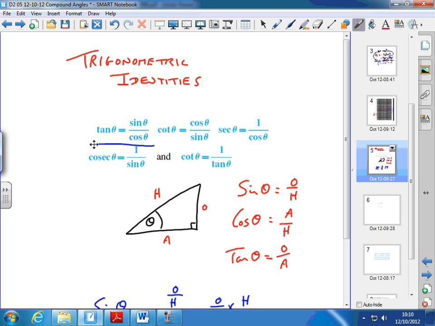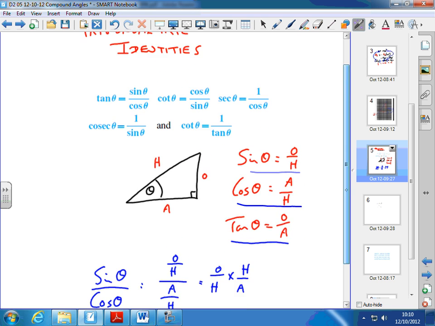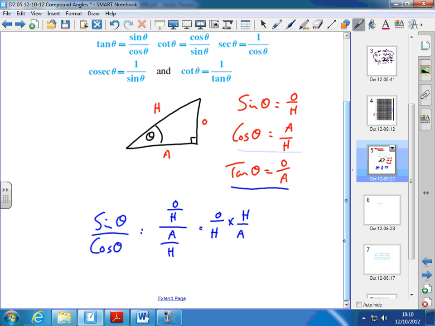They're arrived at from what we know about angles so far. So you have had defined to you before, to do with a right angle triangle, the sine is the opposite over hypotenuse, cosine is adjacent over hypotenuse, and tangent is opposite over adjacent. If we write what sine theta over cos theta is, that will be opposite over hypotenuse, because that's what the sine is, divided by adjacent over hypotenuse, because that's what the cosine is.